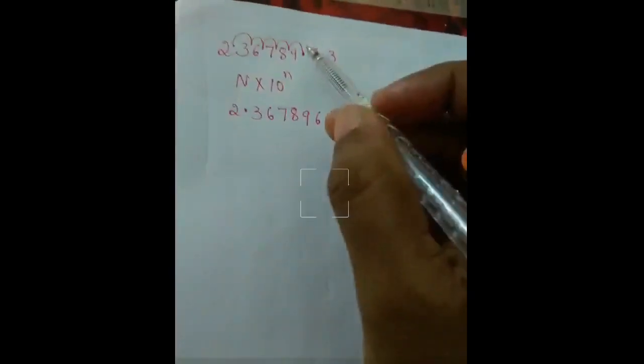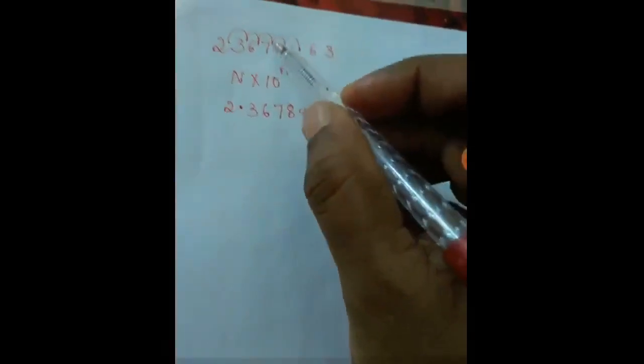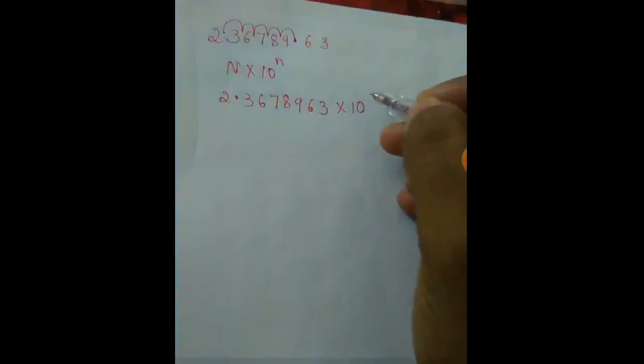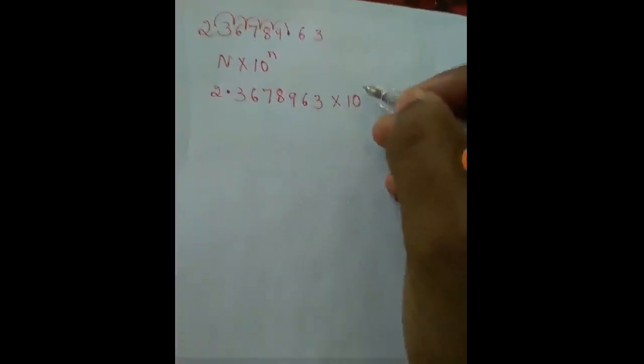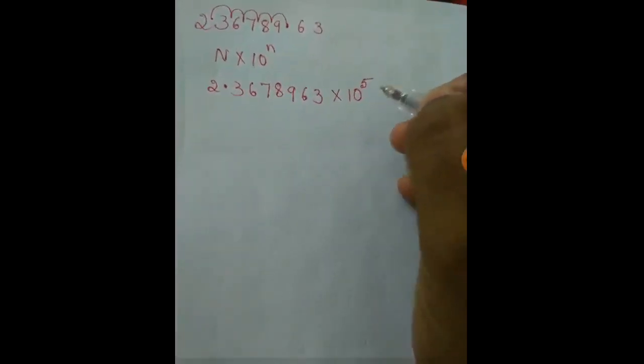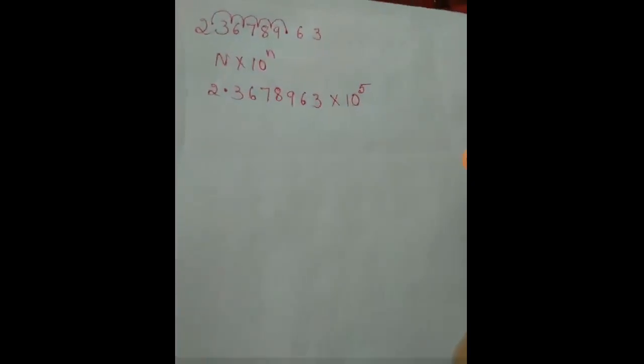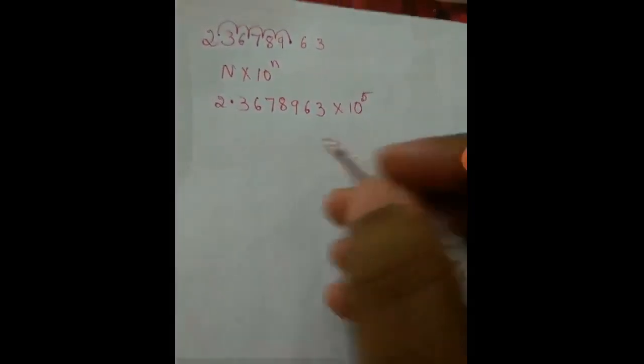Now how many places I shifted? 1 2 3 4 5. So 5 places I shifted to left side, so it is a plus 5. Okay, so only 5 I will write. Okay, so this is the format of writing scientific notation.